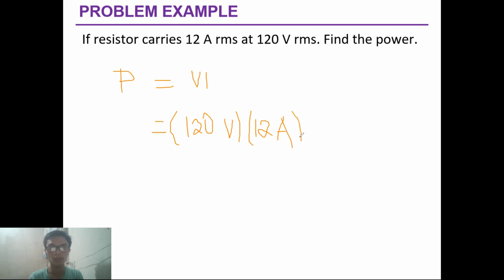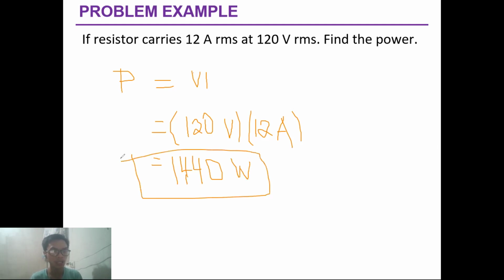So we have 12 ampere. Multiplying these two values, we will get 1,440. And what is the unit for power? We have watts. Therefore, the power is equal to 1,440 watts. So why is average power non-zero for resistors but zero for inductors and capacitors?